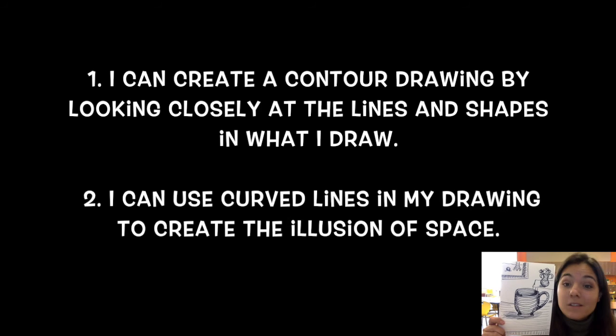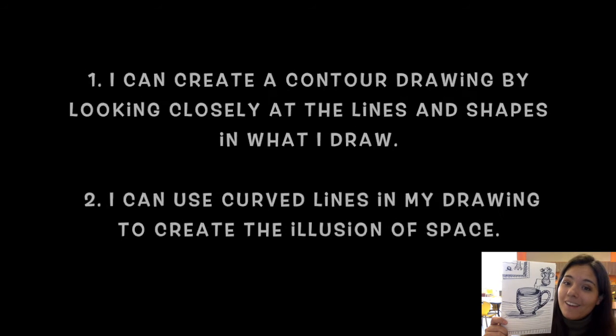Here's your objectives. Number 1, I can create a contour drawing by looking closely at the lines and shapes in what I draw. Number 2, I can use curved lines in my drawing to create the illusion of space.